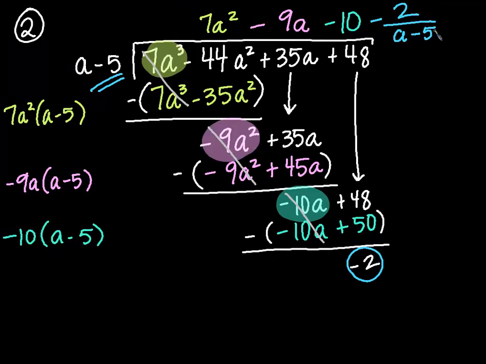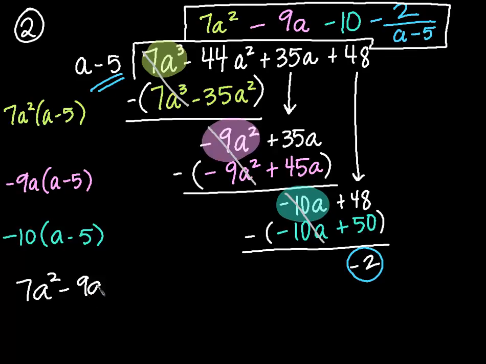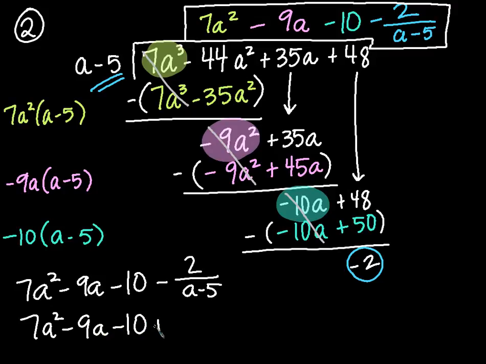So at the end of this, 7a cubed minus 44a squared plus 35a plus 48 divided by a minus 5 is 7a squared minus 9a minus 10 minus 2 over a minus 5. Or 7a squared minus 9a minus 10 plus negative 2 over a minus 5. And that's how you do polynomial long division.